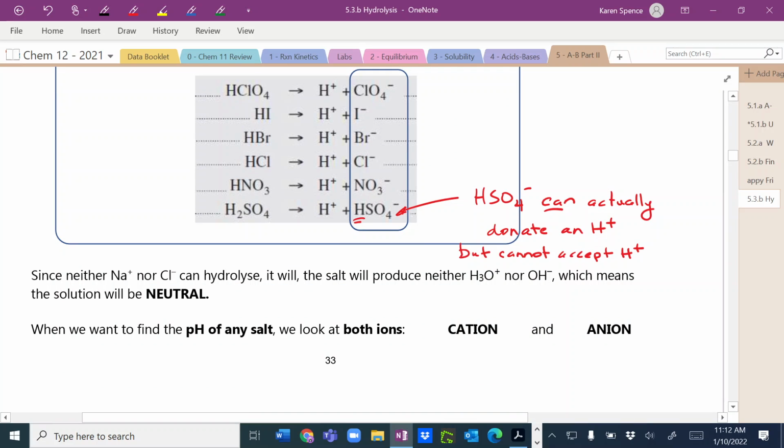But anyway. So since neither sodium nor chloride can hydrolyze, the salt is not producing H3O+, it's not producing OH-, which means that it's going to be neutral. So if there is no hydrolysis, a solution will be neutral.